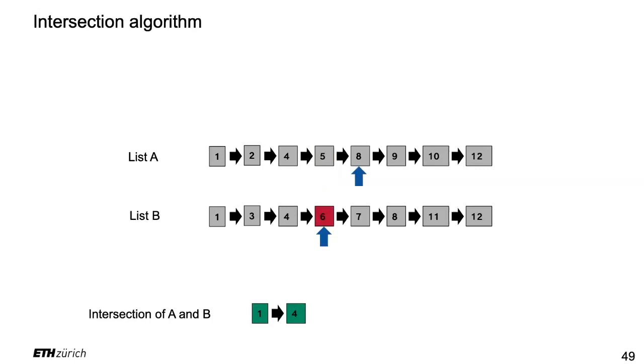Is 6 equal to 8? No, so I move the lower number by 1, that would be 6. Is 7 equal to 8? No, so I move the pointer with the lower number, that is 7, by 1. Is 8 equal to 8? Yes. So I write it in the results at the end and move both pointers by 1.